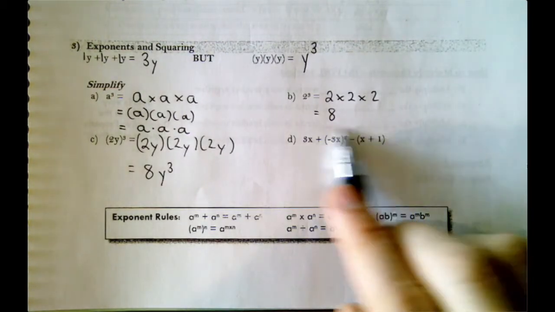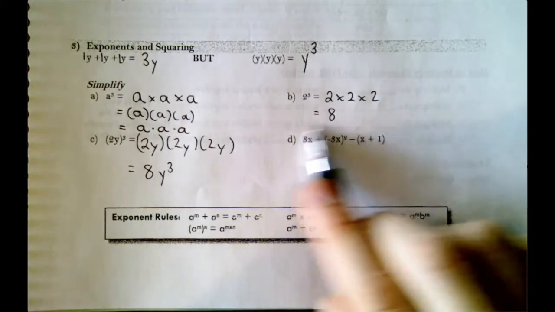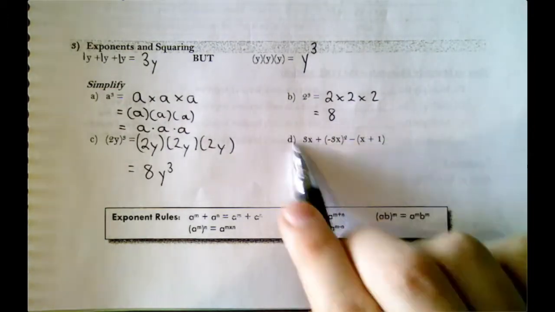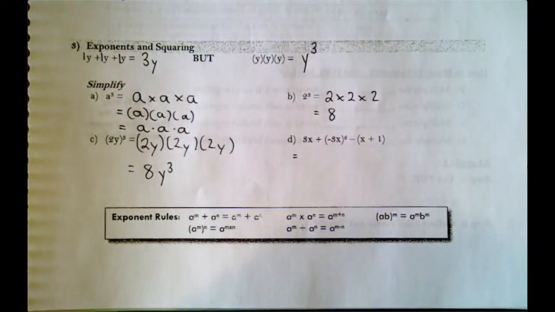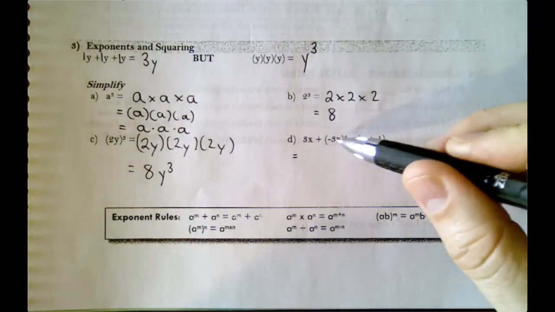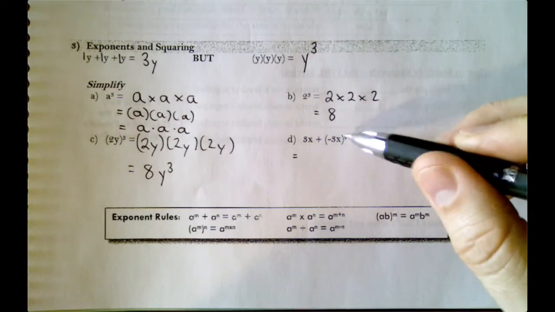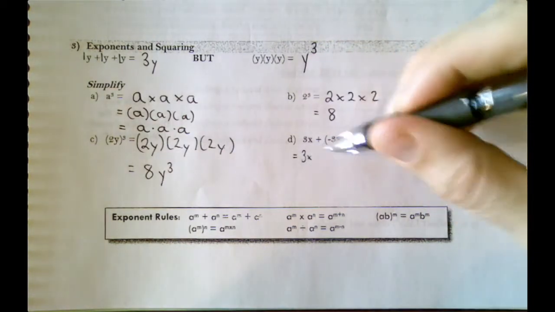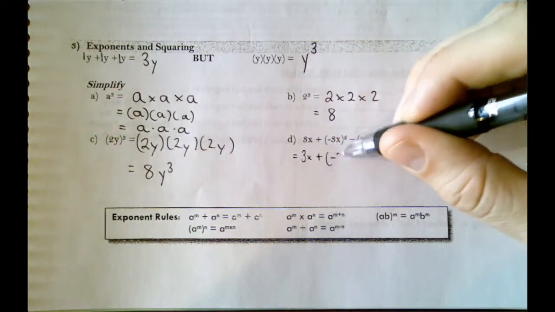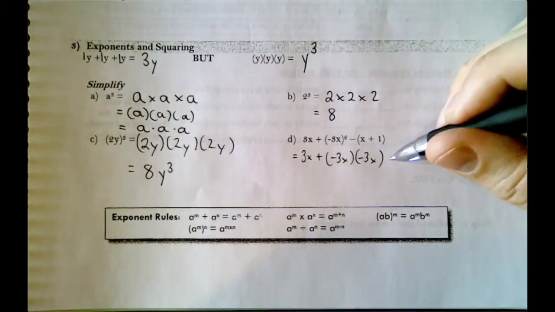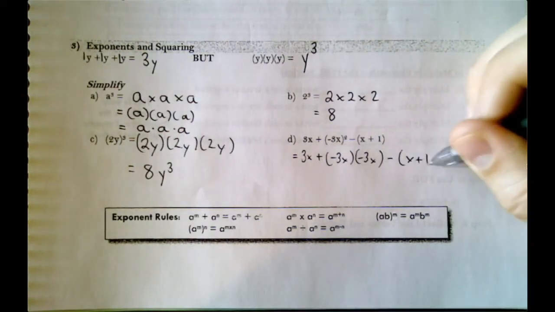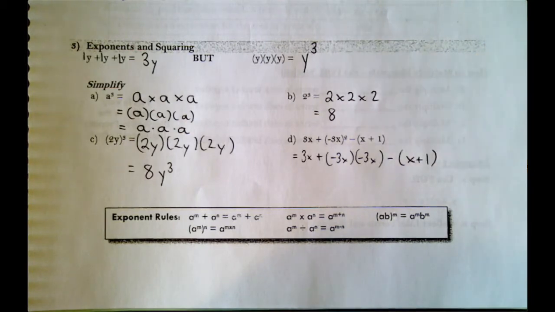Let's try to simplify this. This is going to bring everything together that we just looked at: distributive property, collecting like terms, and exponents. We're supposed to do exponents first if we're doing BEDMAS, so we've got negative 3x and it's squared. That's negative 3x times negative 3x. And then we've got subtract x plus 1. All I did was use the exponent.